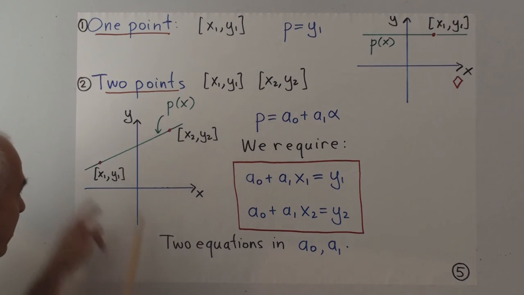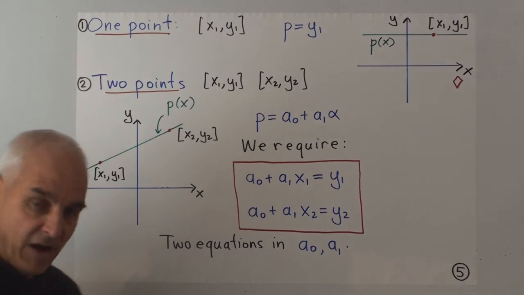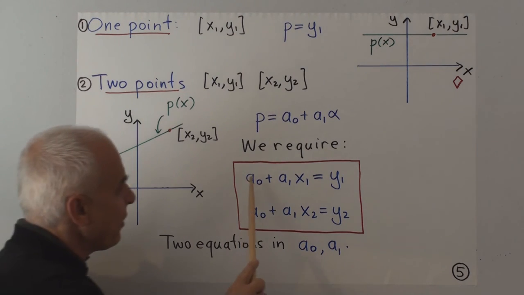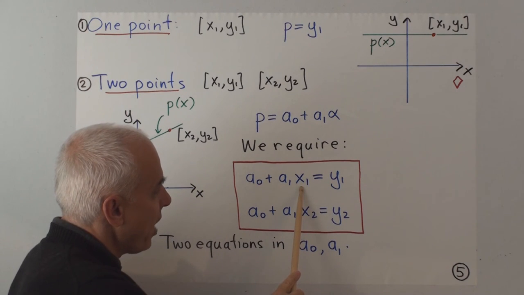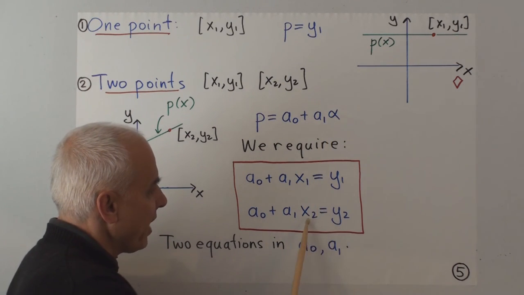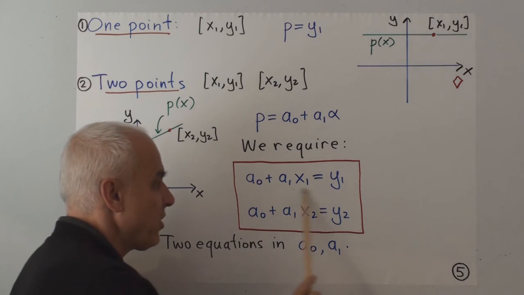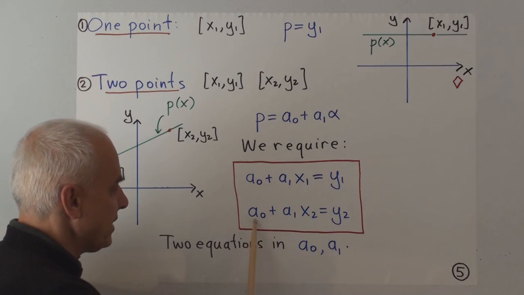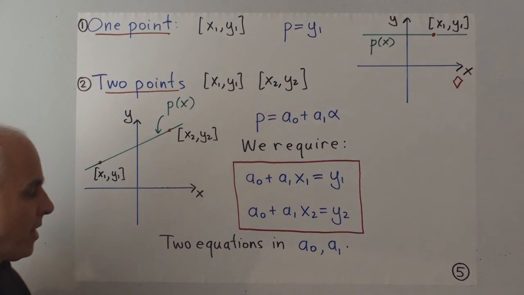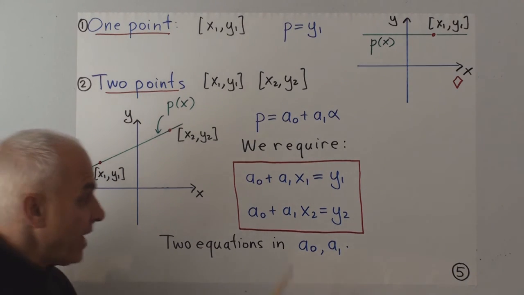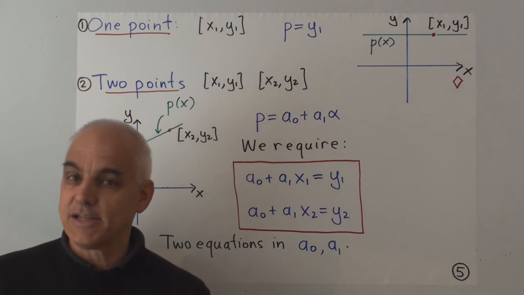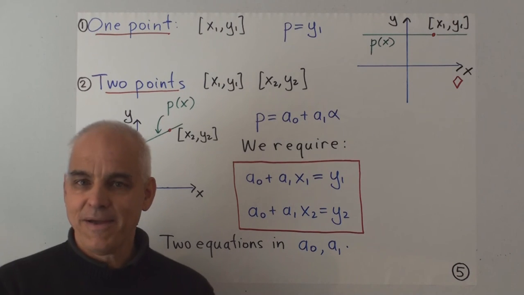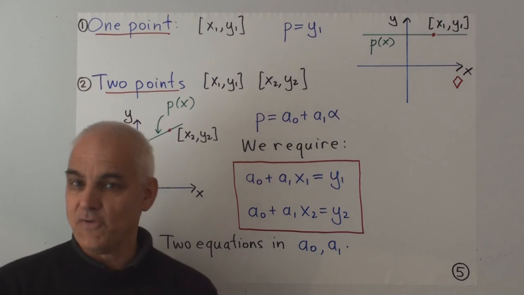And what do we require? Well, we require that this point be on the associated polynomial function, and we require that this point also be on that function. What does it mean? It means that when you substitute alpha replaced with x1, you're going to get y1. And when you replace alpha with x2, you're going to get y2. So we have 2 linear equations in a0 and a1: a0 plus a1 x1 equals y1, and a0 plus a1 x2 equals y2. Those are 2 equations in a0 and a1, and x1, y1, x2, and y2 are all constants that we've been given. Okay, that's our basic kind of problem, how to solve a system with 2 variables.